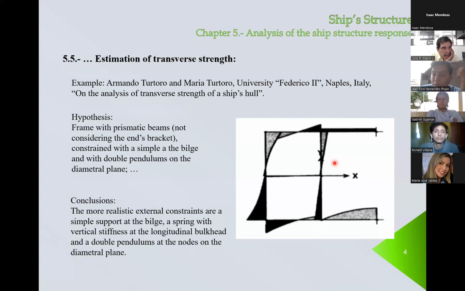Okay. The more realistic external constraints are a simple support at the bilge. So here, this is the bilge. Even though they started considering, well, they assume a simple support in here. So they're saying that this assumption is adequate. Go on.